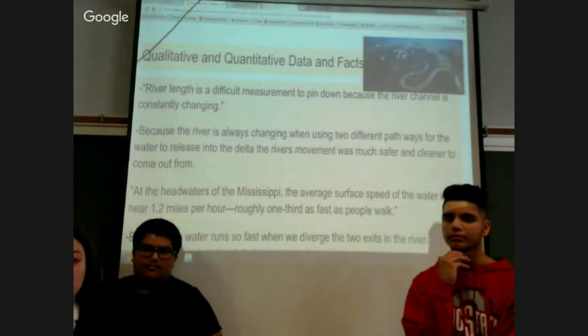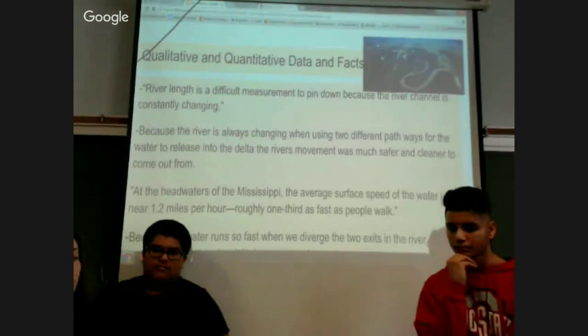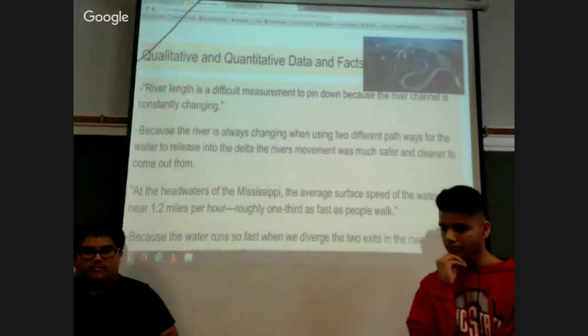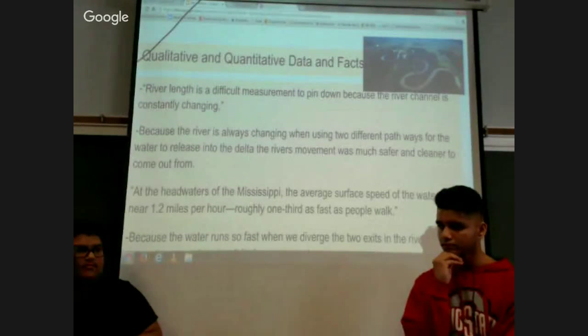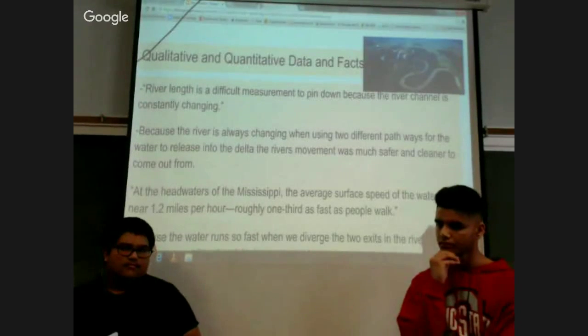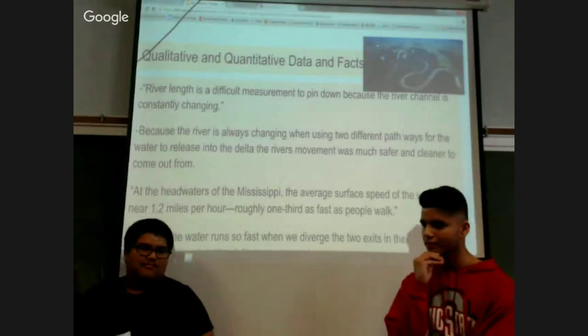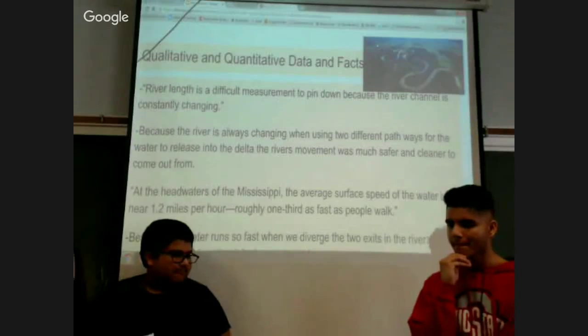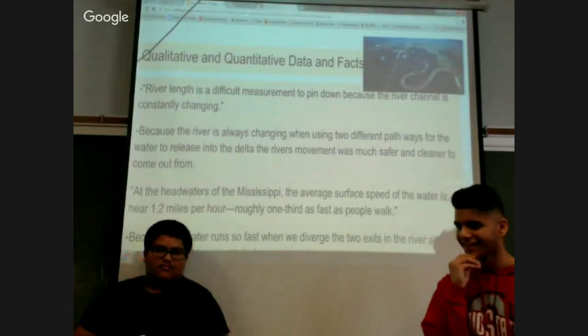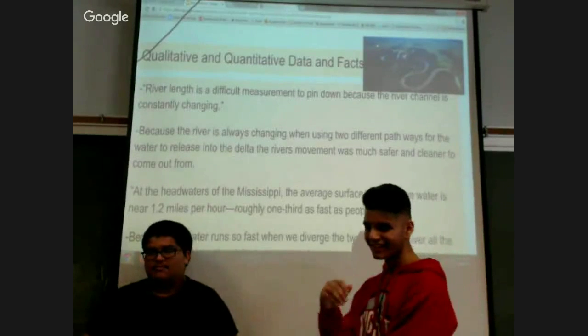So when the two exits diverge, the velocity of the water slows and it becomes a more stable environment. So the river can become safer.